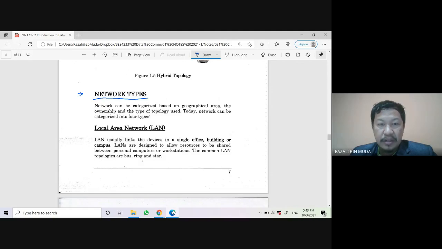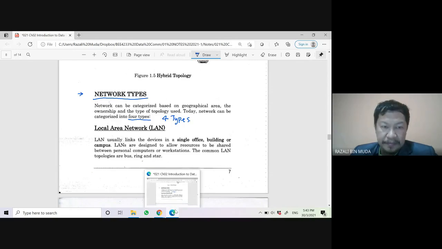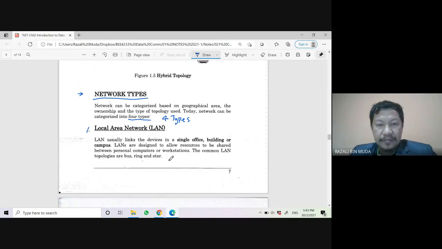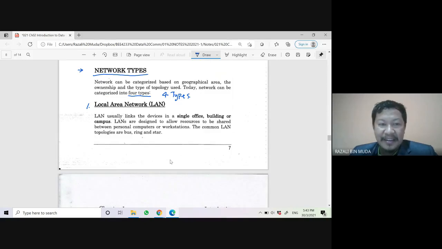Today, networks can be categorized into four types. First, this is very common: LAN, Local Area Network. A LAN usually links the devices in a single office, building or campus. Single campus, single building or single office. LANs are designed to allow resources to be shared between personal computers or workstations. The common LAN topologies are bus, ring, and star.